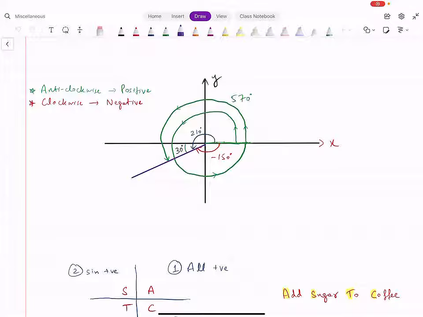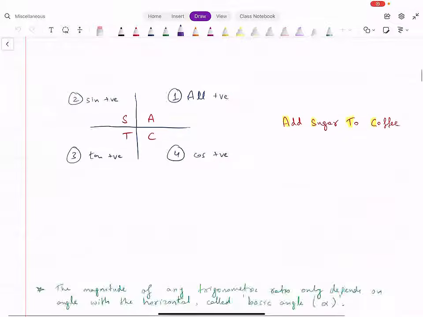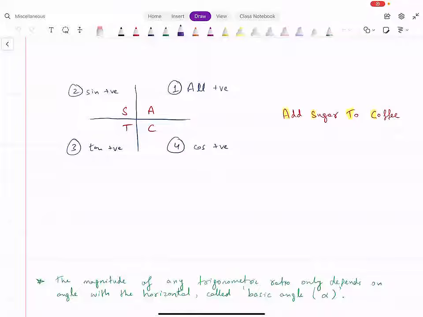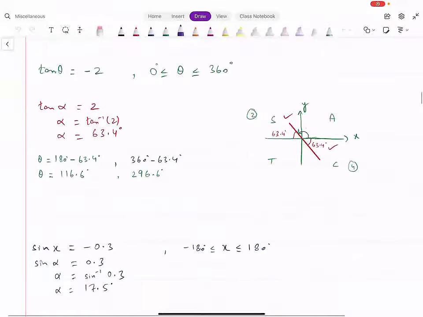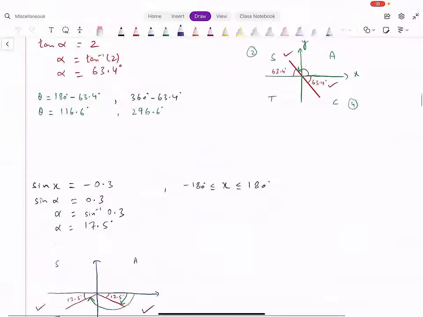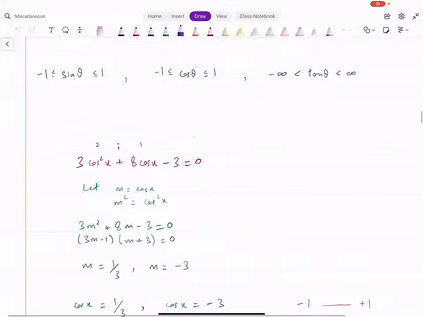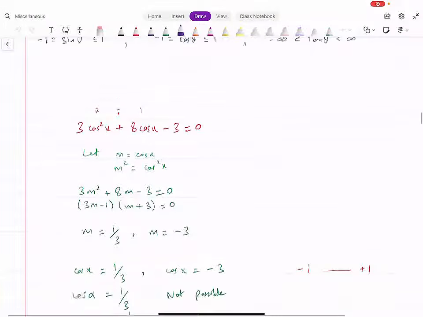Angles anti-clockwise positive करते हैं, clockwise करते हैं तो वो negative होते हैं. ASTC, ये ASTC हर quadrant के अंदर कौन सी ratios, कौन से trigonometric functions positive होते हैं, कौन से negative होते हैं. Basic angle क्या होता है? Basic angle और quadrants को use करके आप इस तरह से equation solve करते हैं. Sin और cos -1 और 1 के दरम्यान में होते हैं. Tan की कोई range नहीं होती उस तरह से.